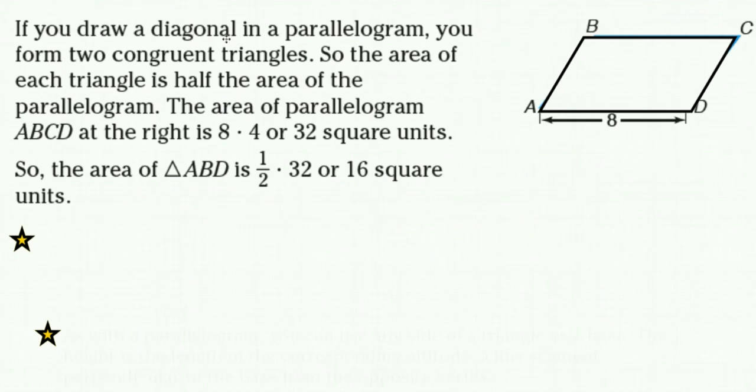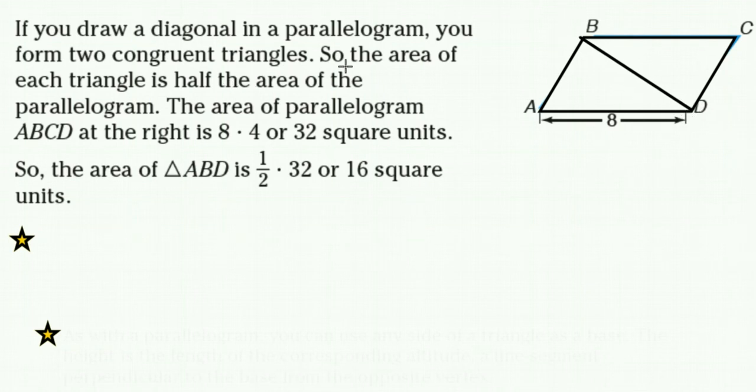If you draw a diagonal in a parallelogram, you form two congruent triangles. So when you look at this particular parallelogram and you draw a diagonal, remember what a diagonal is. A diagonal is a line segment that connects two non-adjacent vertices. So if I'm going to draw a diagonal, this is my vertex and I'm going to draw my diagonal there.